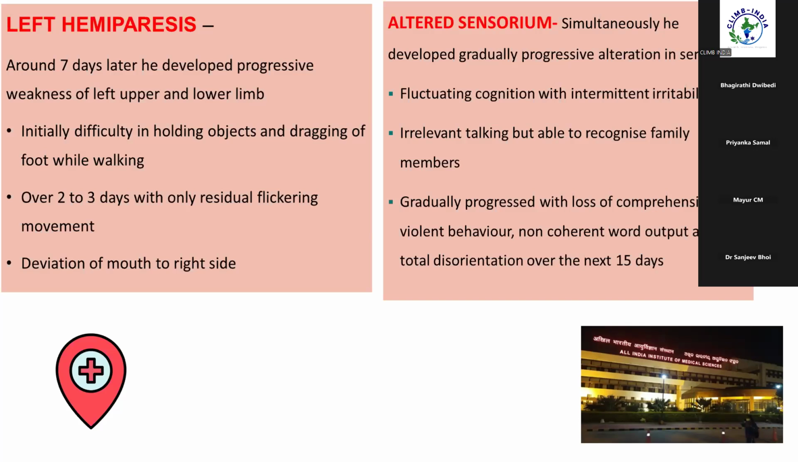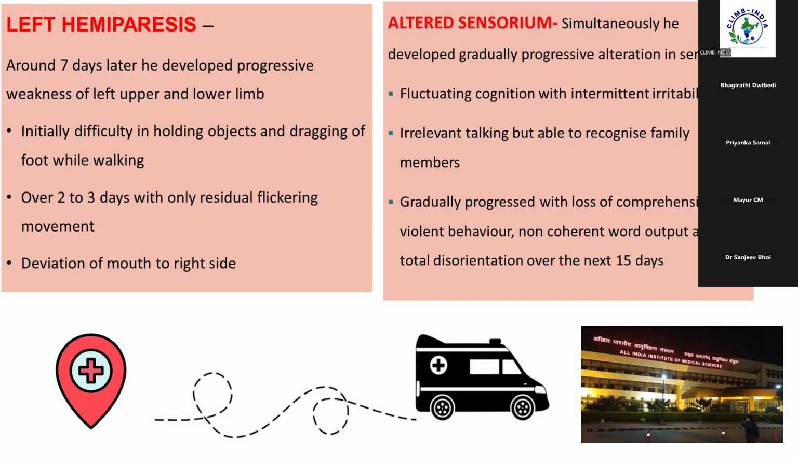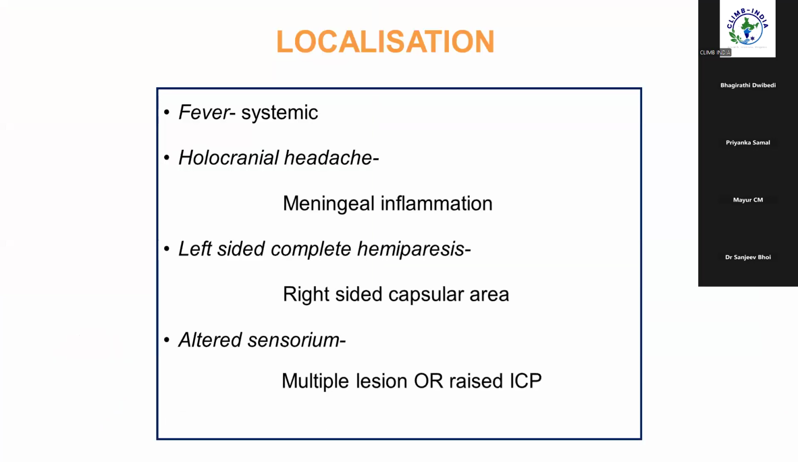Simultaneously, he also developed altered sensorium in the form of fluctuating cognition and irrelevant speech with the family members. This gradually progressed with loss of comprehension, violent behavior, and incoherent word output. The patient was totally disoriented over the next 15 days. Following this, the patient was taken to AIIMS hospital with this history.